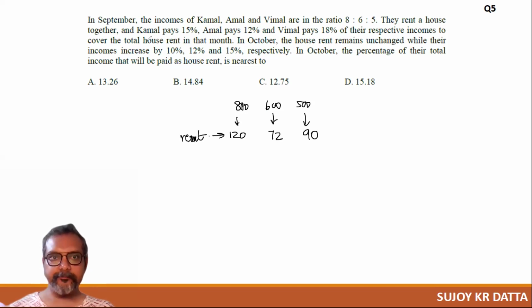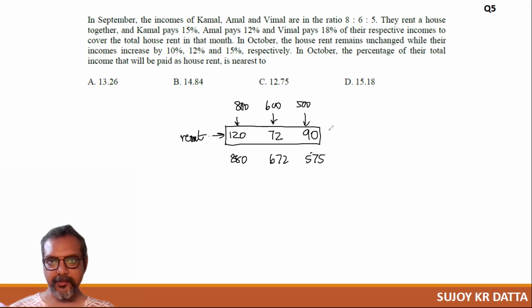Now they are saying in October, the house rent remains the same while their incomes increase. So their income has now become 880, 12% increase. So 672 and 15% increase. So 575. So they're saying in October, the house rent will be what percentage of the total income. So the rent total is how much? Let us first add that.